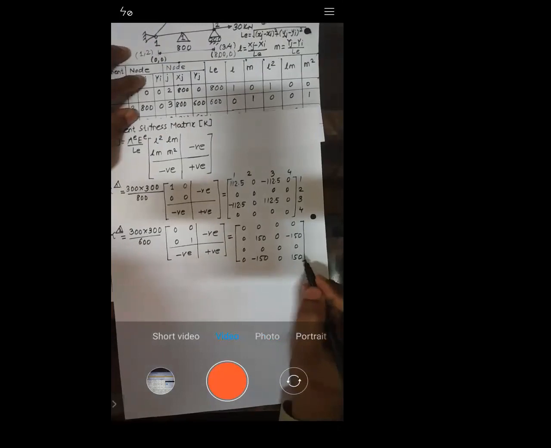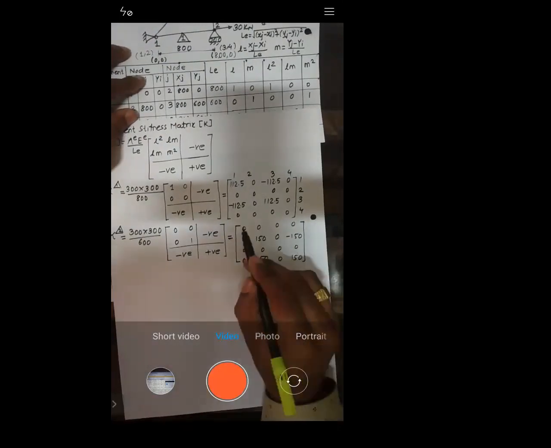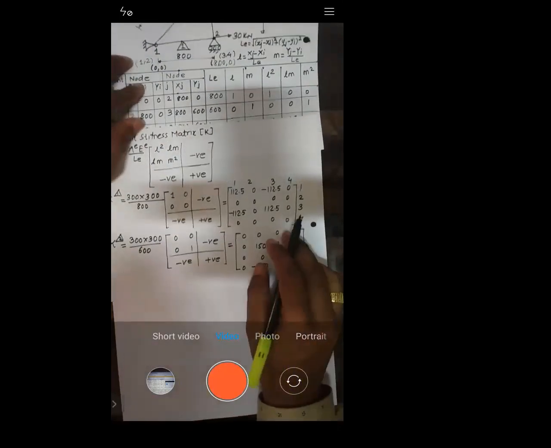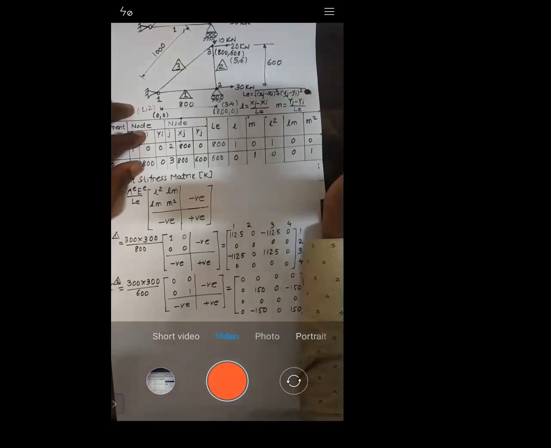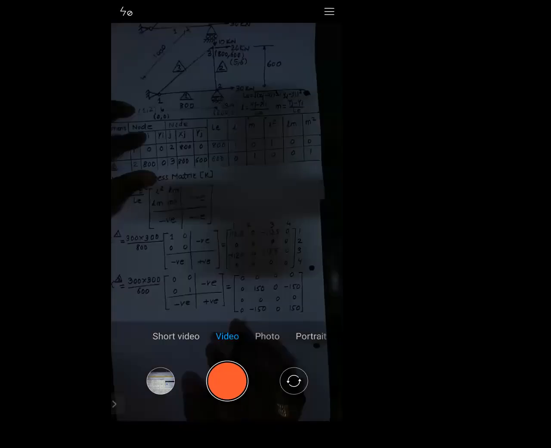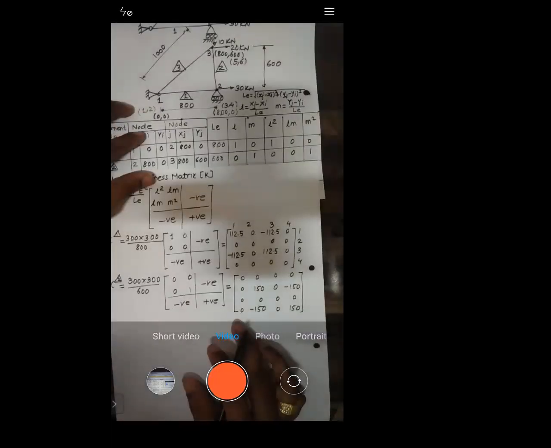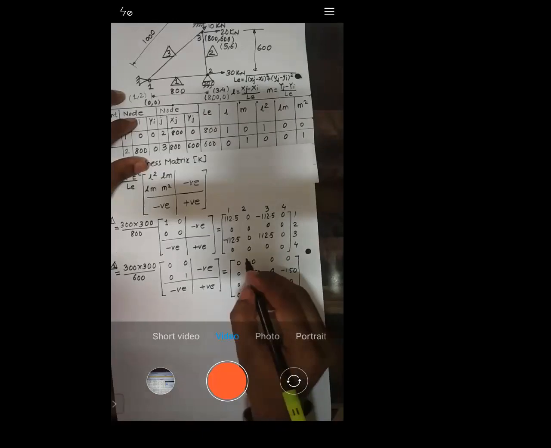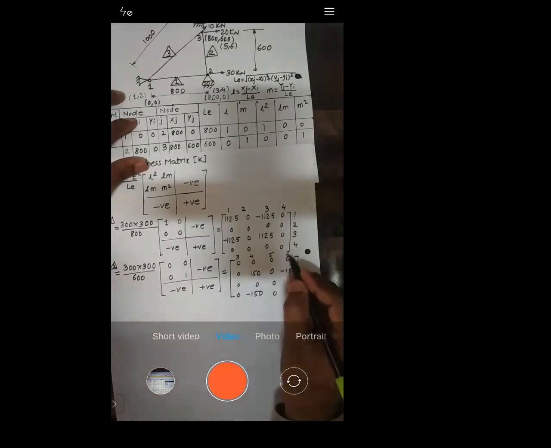Again, you need to write down rows and columns. So for element number 2, what should be written down? 3, 4, 5, 6. It should be written like 3, 4, 5, 6, and again 3, 4, 5, 6. Is it okay?